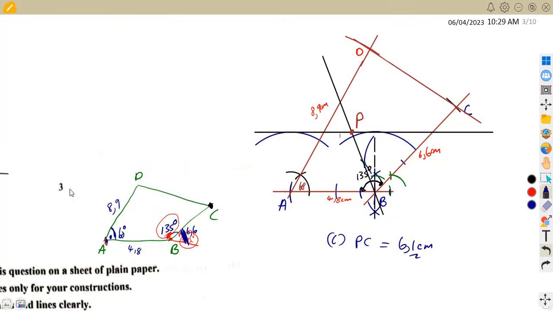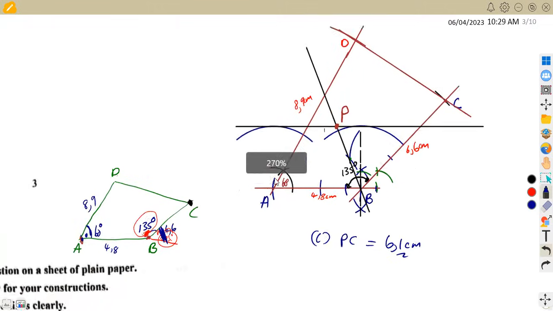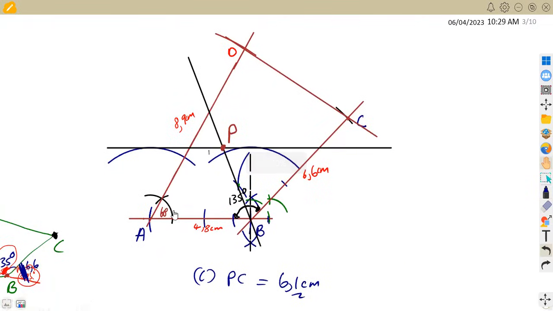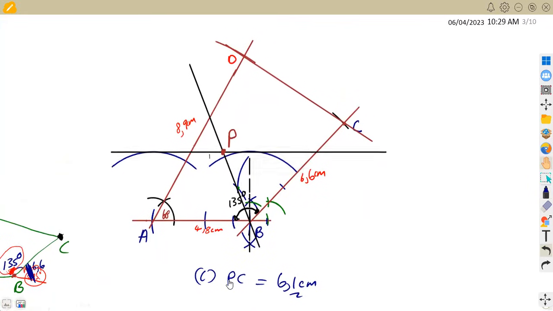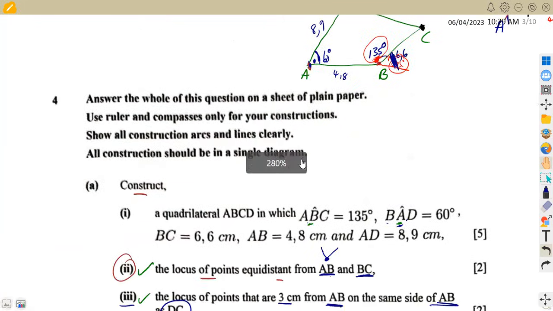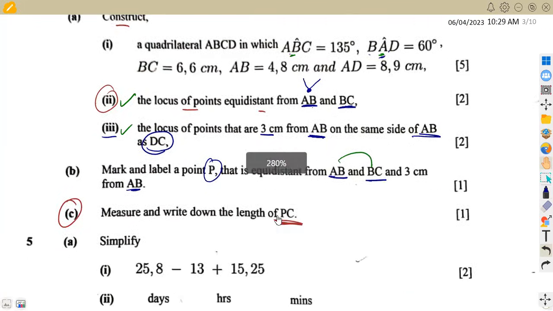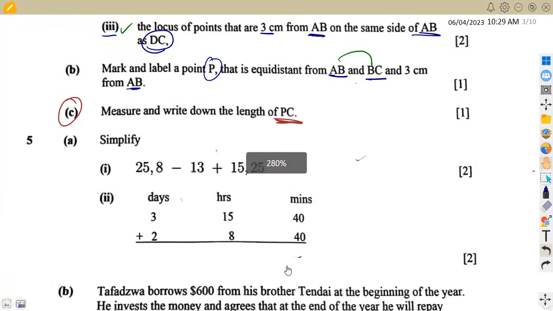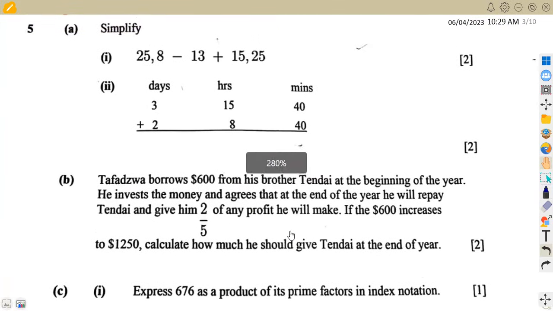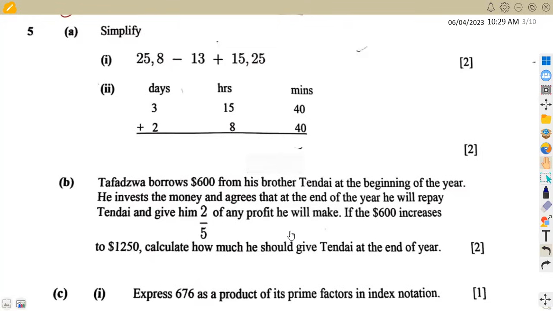All right, so this was our question, guys, on construction and locus. Simple diagram, just a simple diagram. As you can see, it was a fair question, very, very fair. Okay, let's just hope November is going to be more fair than this. They're going to give us something more fair. Anyways, let's see question number 5.